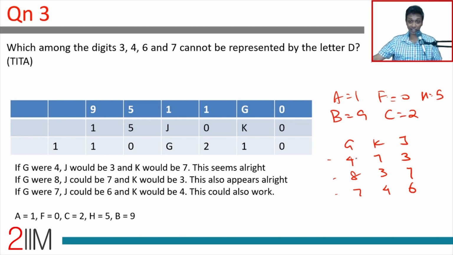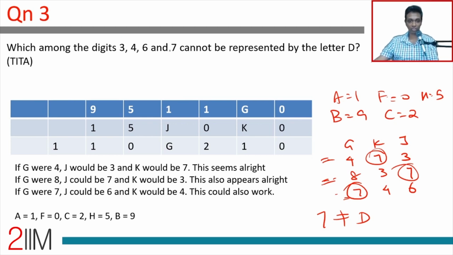The other letter D cannot be that number. 7 sits here, here and here. Or 7 is not equal to D. D cannot be 7. D could be 3, in which case GKJ could be this. D could be 4, in which case GKJ could be this. D could be 6, in which case GKJ could be this or this. But D cannot be 7. One of G, K or J has to be 7, or the answer is 7.